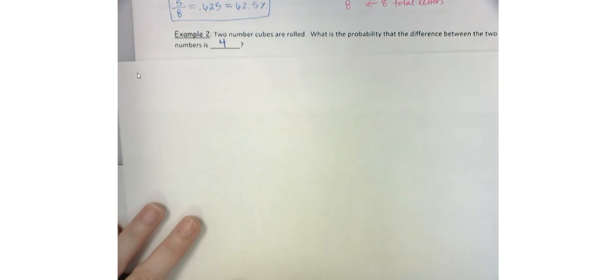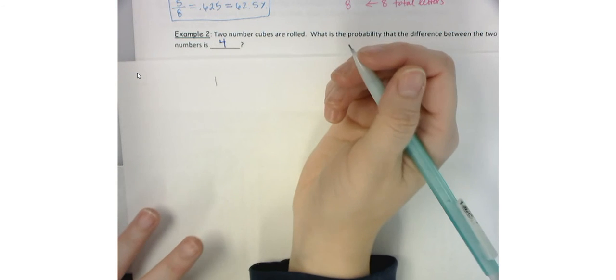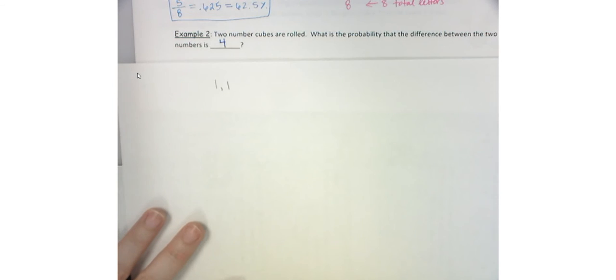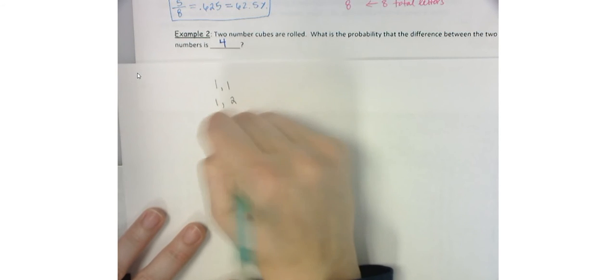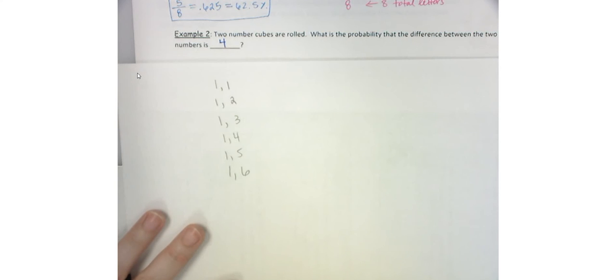The first die could be 1. The second die could be 1, right? That's the first option. The first die is 1, the second one could be 2. The first one's 1, the second one could be 3. Could be 1, 4, 1, 5, 1, 6. If the first die is 2, then the second one could be 1, could be 2, 2, 2, 3. See where I'm going with this? Okay, and that would continue.